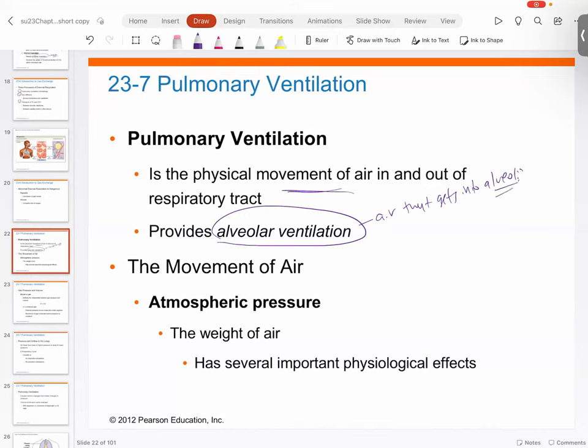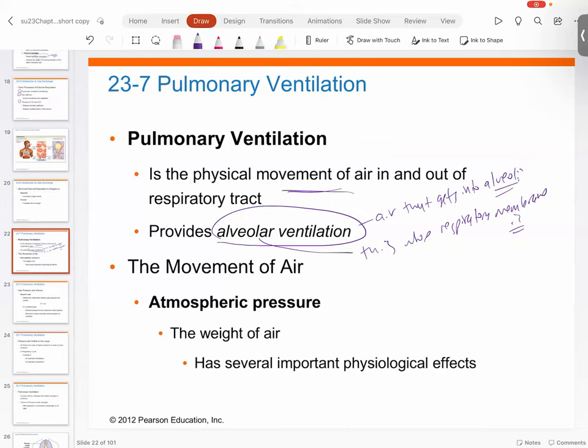Why just the alveoli? Because the alveoli, this is where the respiratory membrane is. So this is the only place in your respiratory system where you have that physiological activity, which is the exchange piece. So you want to have all your air in the alveoli, in contact with that respiratory membrane. Air in contact with any other tissue is useless.